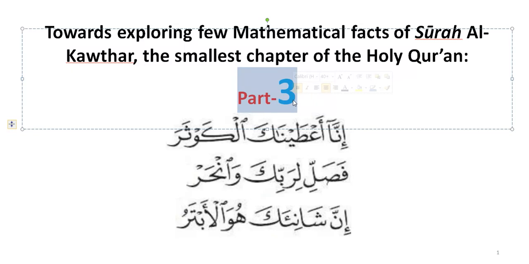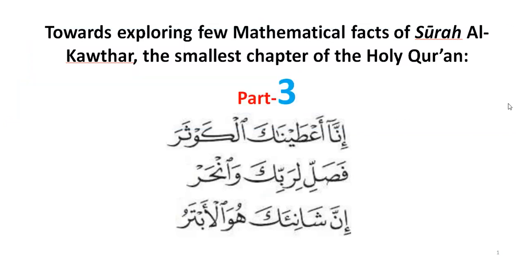We know that Surah Al Kawthar of the Holy Quran is the smallest chapter of this Quran, and it is: Bismillahir Rahmanir Rahim. Inna a'atainaka al-kawthar fasalli li rabbika wanhar inna shani'aka huwal abtar.